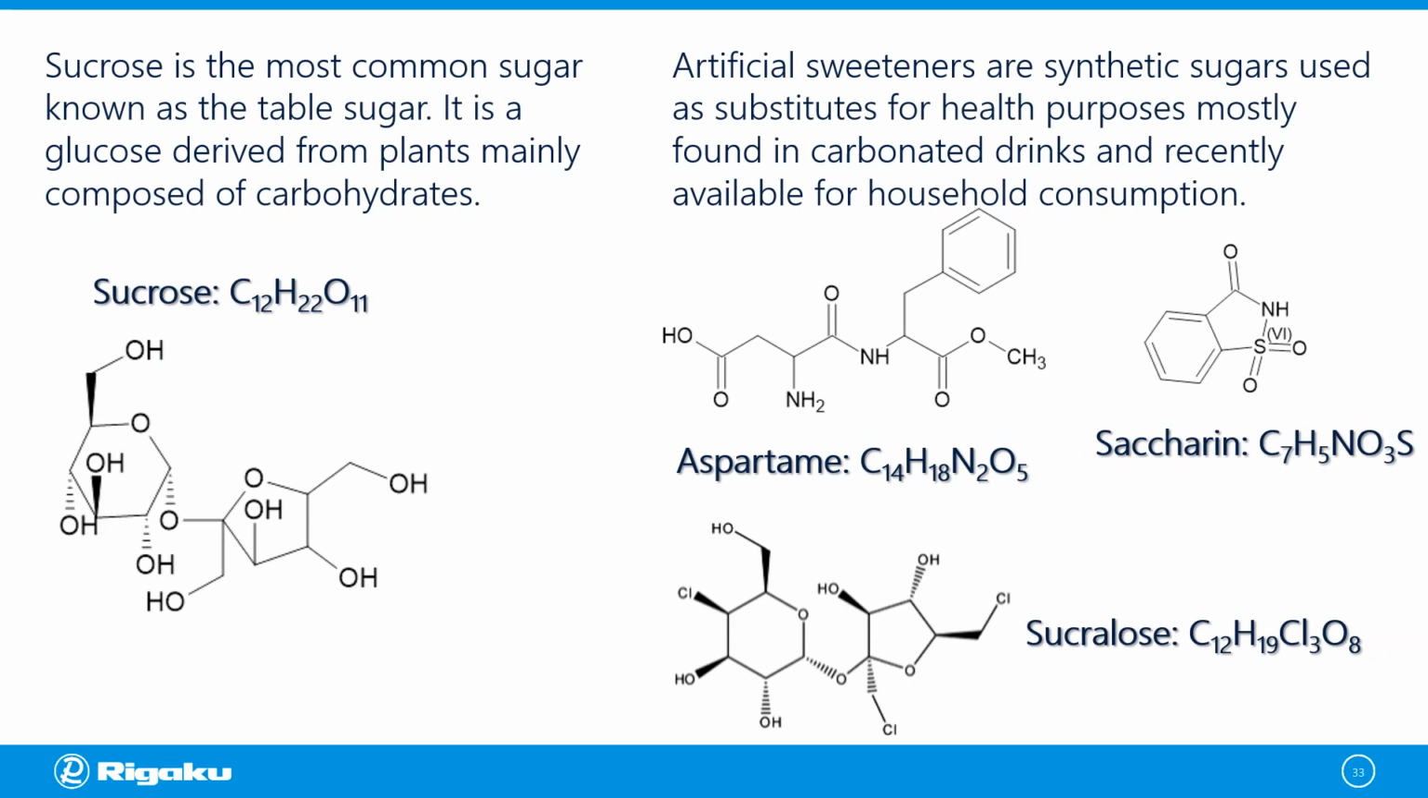Sucrose is the most common sugar, known as table sugar. It is a glucose derived from plants, mainly composed of carbohydrates. On the other hand, artificial sweeteners are synthetic sugars used as substitutes for health purposes, mostly found in carbonated drinks and recently available for household consumption. Here I have shown a few examples of artificial sweeteners such as aspartame, saccharin, and sucralose.